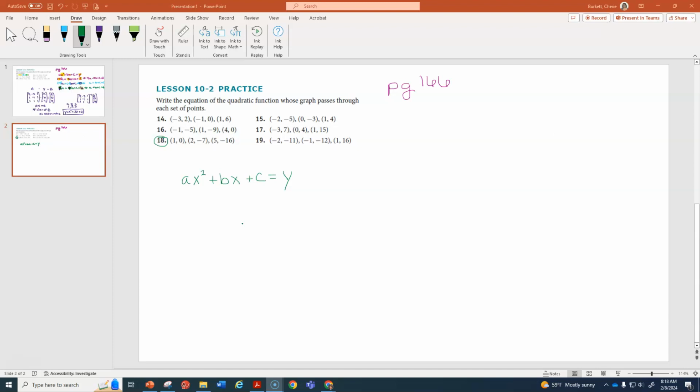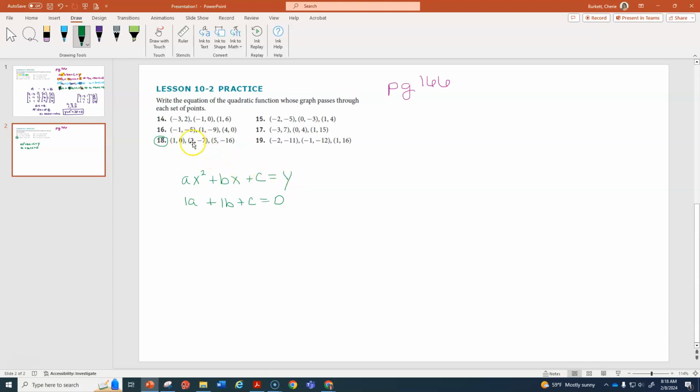Okay, I'm gonna do number 18 really quickly to show you how quickly it can go if you're not having to do a lot of explaining. I'm going to take the 1, plug it in for x. 1 squared is 1a plus 1b, plugging in 1 for x. So b times 1 is 1b plus c equals 0. I plugged the 0 in for y.